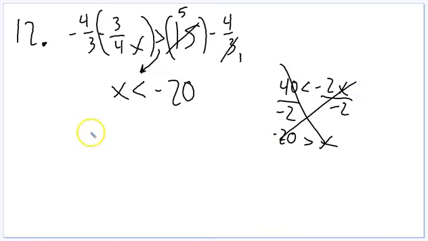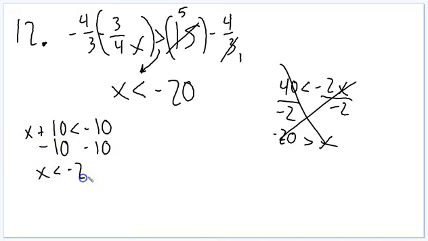I've got x plus 10 is less than negative 10. I'm going to subtract 10 from this side. Subtract 10. And I get x is less than negative 20. So that's not my answer because it's asking for not.